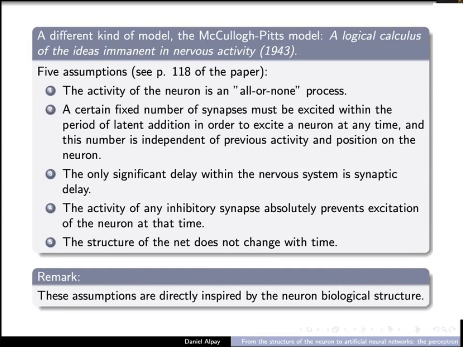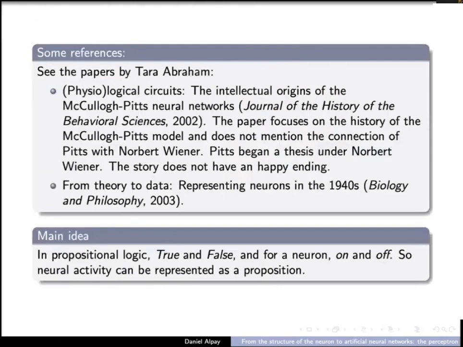It's all one process. You need a number of synapses. You need a certain number of inputs for an output to be given, to fire. And these are the very important hypotheses. The other 3 are also important, so I will not read them. The first one says that it's 0-1, and the other one says you need enough input for the neuron to fire. And of course, these assumptions were directly inspired by the neuron's biological structure. What does it mean? One is 0-1, and the other, you need enough impulse to fire.